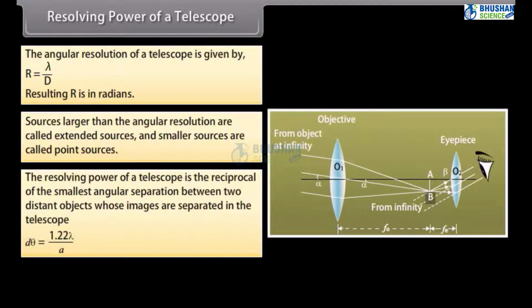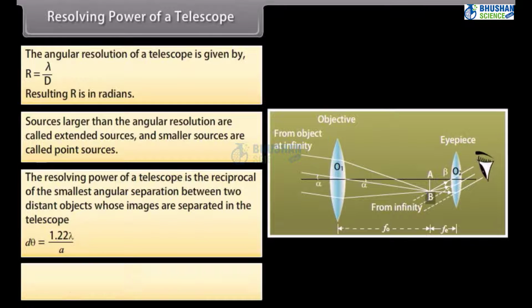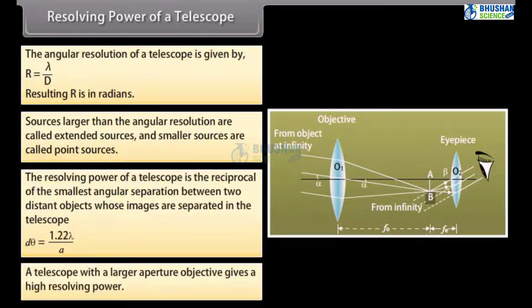The resolving power of a telescope is the reciprocal of the smallest angular separation between two distant objects whose images are separated in the telescope. dθ = 1.22λ/A. A telescope with a larger aperture objective gives a high resolving power.